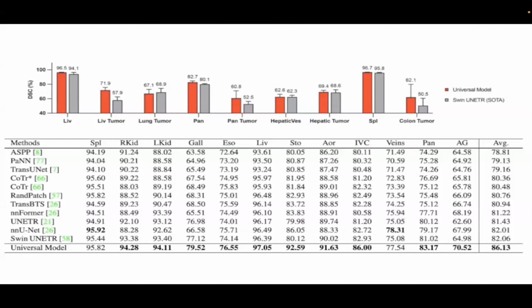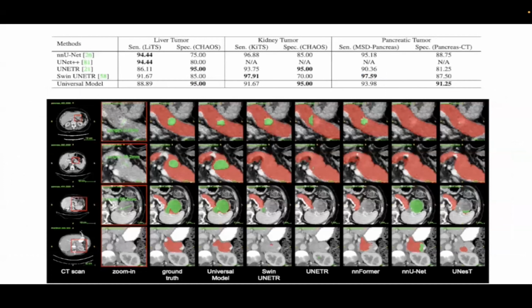Now, looking forward at the tumor detection possibilities of this model, we can see that the universal model overall has better specificity in each of the tumor examples here. So with the CT scans in LiTS, KiTS, and MSD, those are going to contain liver, kidney, and pancreatic tumors, respectively. However, we do notice that for each of these examples, the overall sensitivity is not outperformed by the universal model.